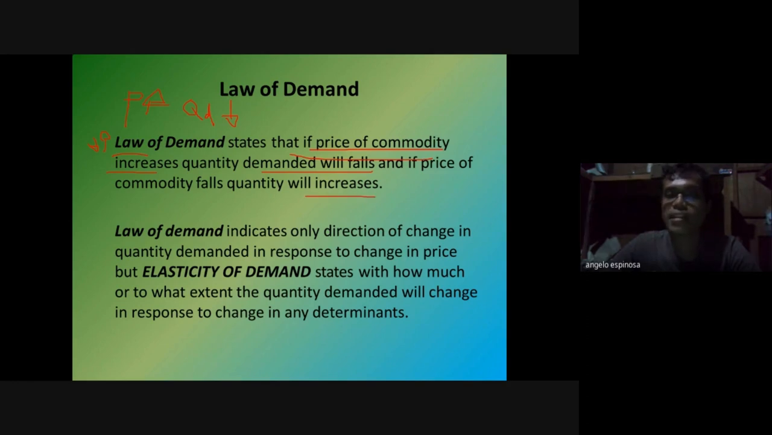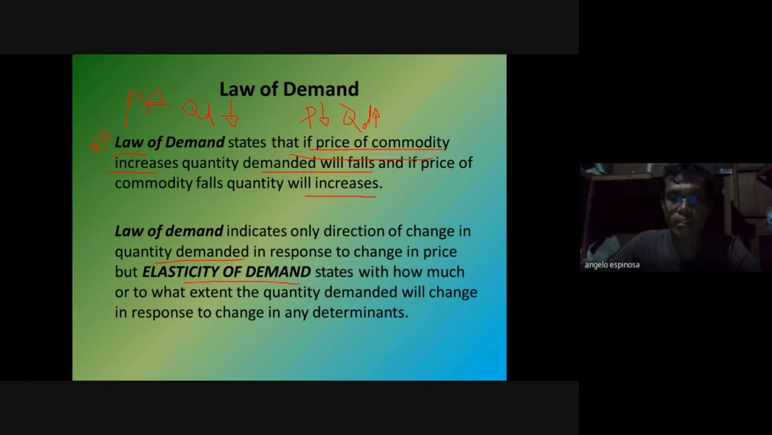Kung tataas na ang price, so bababa ang quantity ng isang commodity. Pag mababa daw yung price ng isang commodity, tataas yung quantity demanded niya. Okay? Quantity demanded ng isang commodity. So, the law of demand indicates only the direction of change in quantity demanded in response to a change in price.